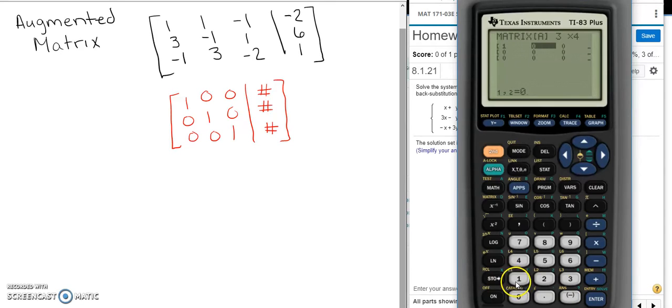So 1, 1, negative 1, negative 2, 3, 1, 1, 6, negative 1, 3, negative 2, and 1. Okay? And then you got to quit out of that. It's really important that you quit back to the main screen.